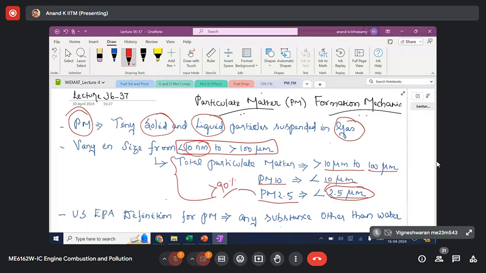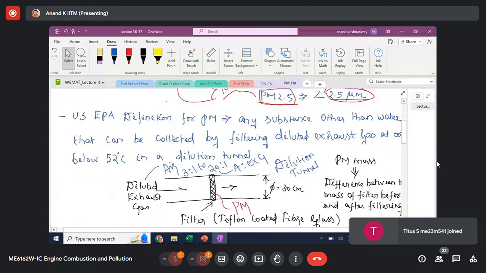Down on the ground quickly, so they do not create any harmful effects. Okay, but the problem is with the smaller size particles. Then we moved on and discussed the definition for particulate matter.